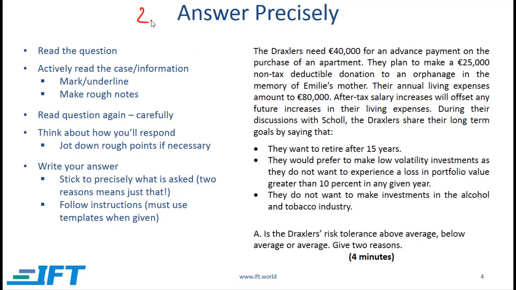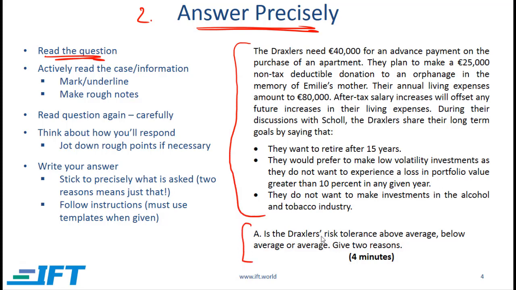The second key point is that you must answer precisely. So answer exactly what you are being asked. So here is how I suggest you do this. First, read the question. Now, there will always be a case or some information, and then after that there is the question. So if you read the question quickly, here it is asking for the risk tolerance. Now you know what to look for when you read this.